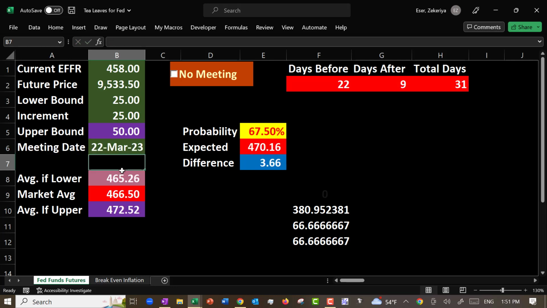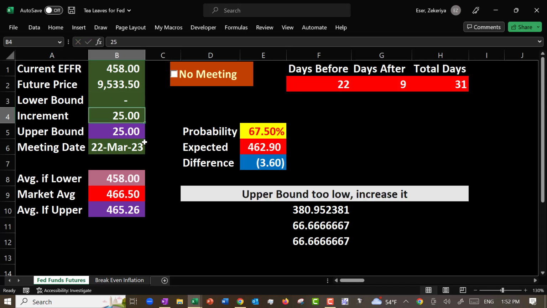Now, if you didn't get any warning signs, that means it's going to be at least 25. It could be 50. If I had entered lower bound as 0, it says upper bound is too low, increase it. That means given these prices, market is attaching 100% probability that it's going to be at least 25. So I need to increase it.